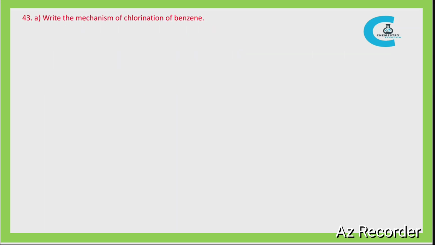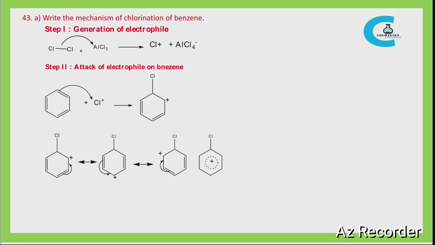Write the mechanism of chlorination of benzene. See here, first step, generation of the electrophile. Chlorine will donate its electron to Al, so AlCl3 becomes AlCl4 minus, and one chlorine will donate, hence Cl plus is obtained. Second step, attack of the electrophile on benzene. So you will get positive charge at ortho and para positions. I have written the resonance structures there. If you want to write, you can write it, otherwise you can leave it. But the second step, you have to write.